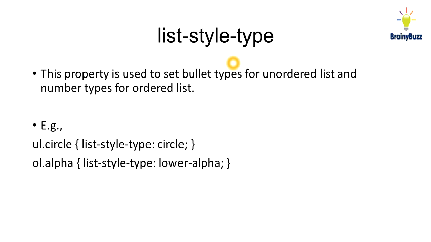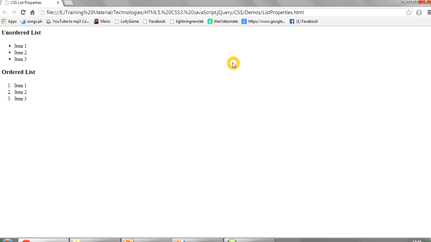So the first property is the list style type. We have seen this in our HTML tutorial also, that we can change the type of the markers or the bullets, like over here, you can see the discs and over here you can see the numbers. We can change them into circles or squares, and over here we can change them into alphabets or Roman numbers. There are some other things also that we can use.